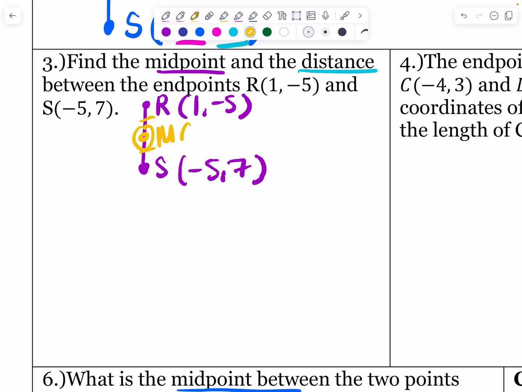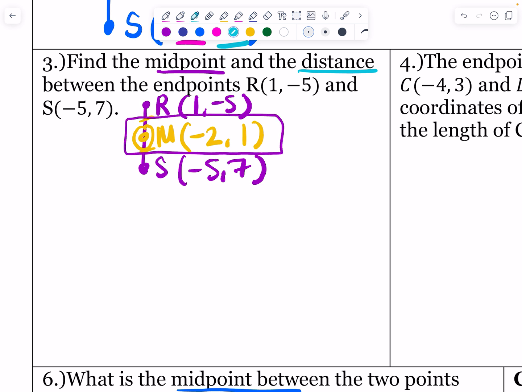M. 1 plus -5 is -4, over 2 is -2. And then -5 plus 7 is 2, over 2 is 1. Okay, so there's my midpoint. What is the midpoint? I just found it. This is my midpoint. Now we want to know what is the distance.